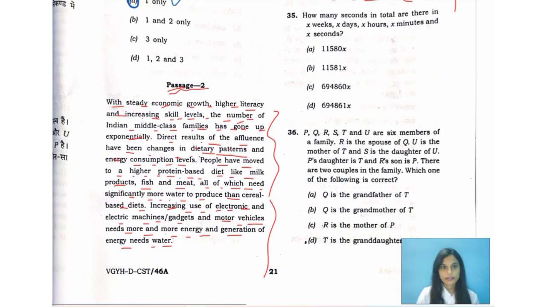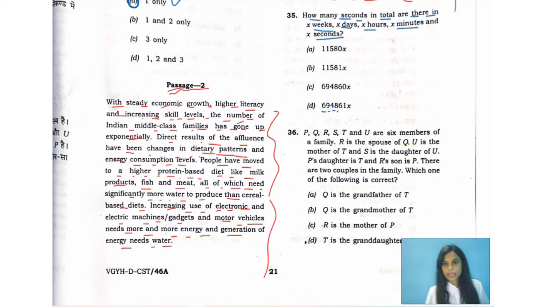Question number 35 is based on mathematics. How many seconds in total are there in X weeks, X days, X hours, X minutes, and X seconds? Your answer would be 694861X. All right, this is your answer. That is number D.